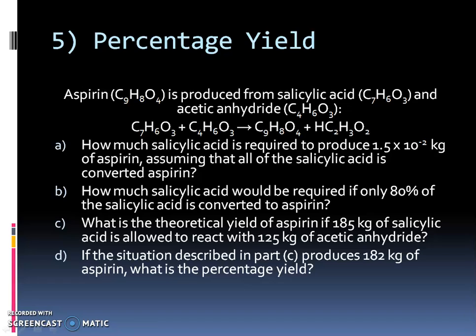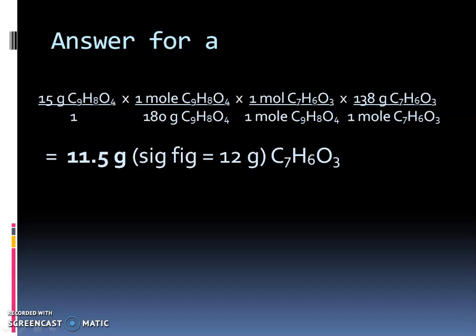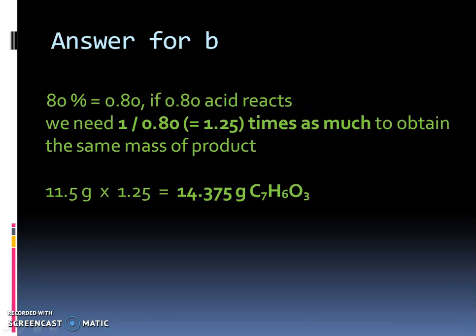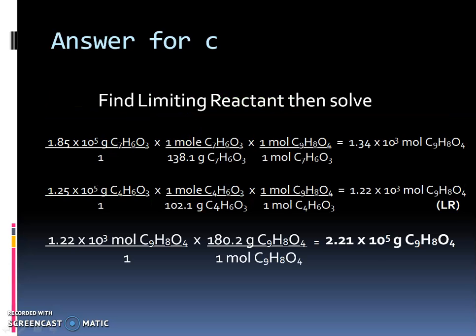Again, you should have paused. There's multiple parts here, so hopefully you took the time and used your resources and came up with an answer for A. Again, using stoichiometry, came up with an answer for B. And again, this one, hopefully you're understanding this. If you have 80%, you basically need 1 out of 0.8 or 1.25 times as much to obtain that same amount of product. C. This is your normal limiting reactant problem, basically.